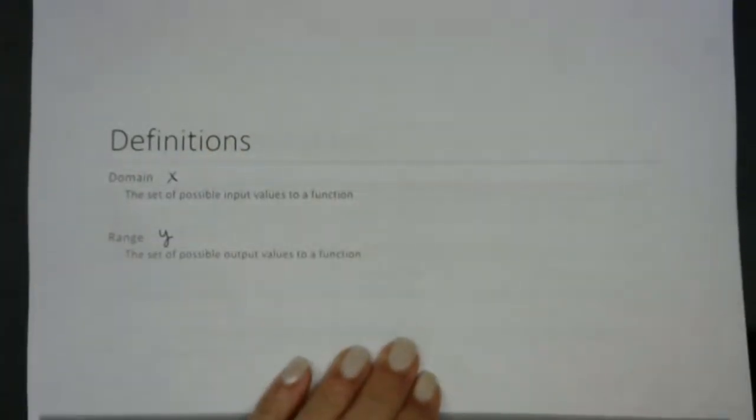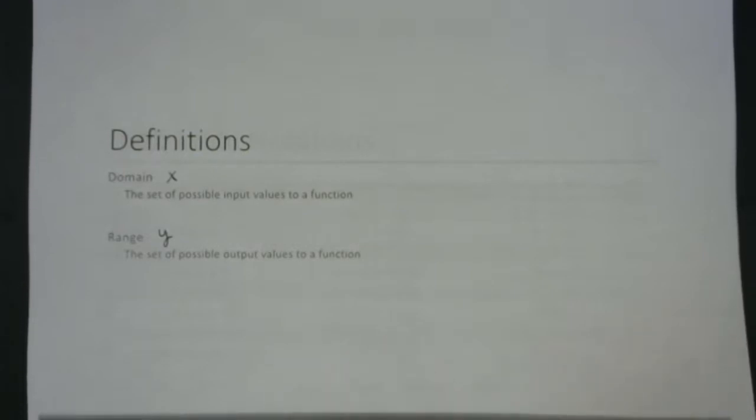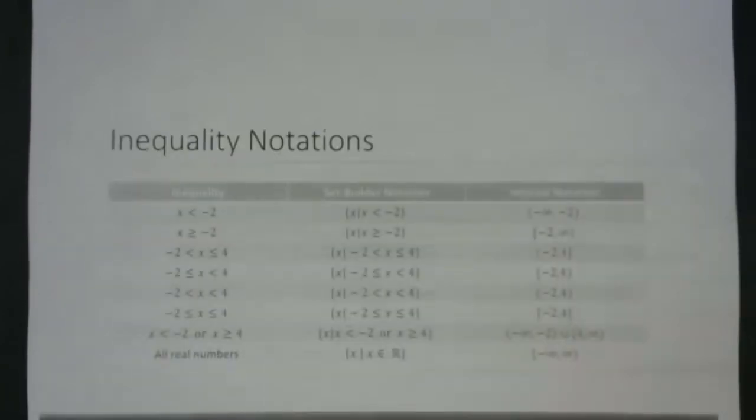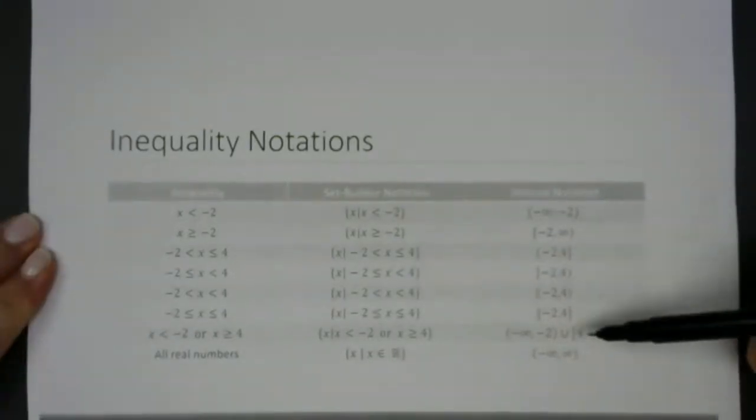The domain, the x's, those are the independent values. The range, or the y's, are the dependent values, or those values that are determined by the input. They're dependent; the value is dependent on the input, the independent variable. All right, when we identify the domain and range of a function, we typically will use interval notation.